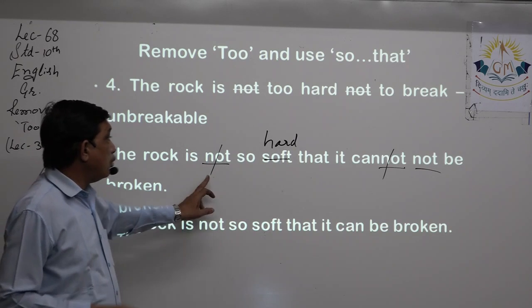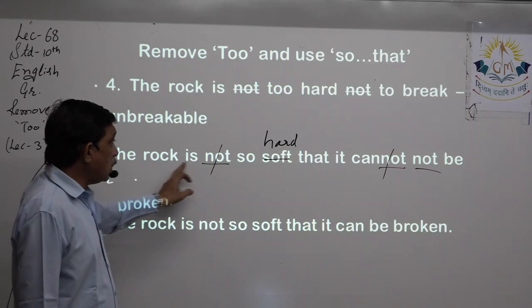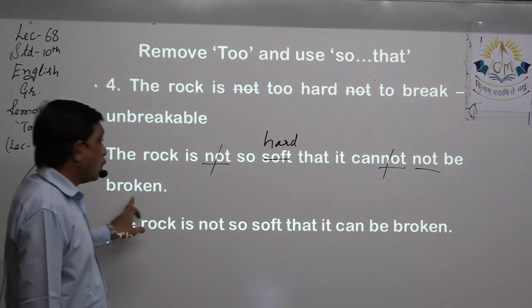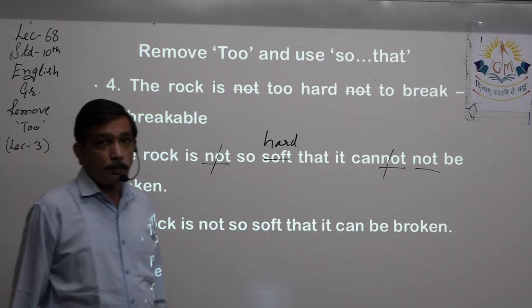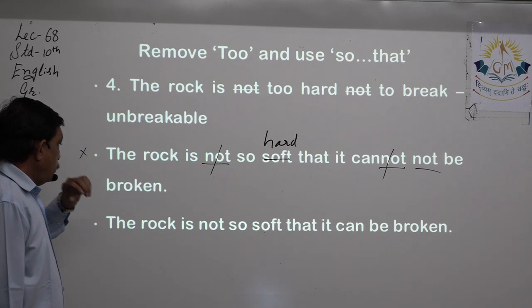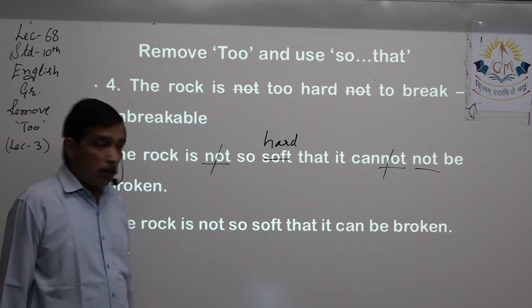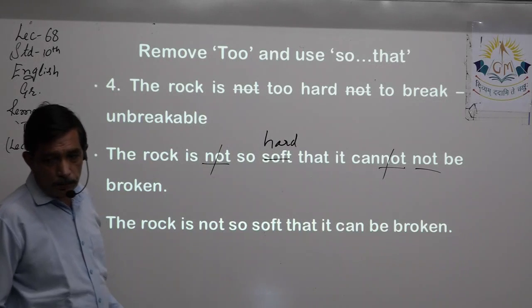We have to make it hard so that the meaning of the sentence remains intact. Now let us see. I removed two negations, but I kept the third one. The rock is so hard that it cannot be broken. Then the meaning of these two sentences is the same. The rock is not so soft that it can be broken. Not so soft means hard. Again, the meaning is the same.